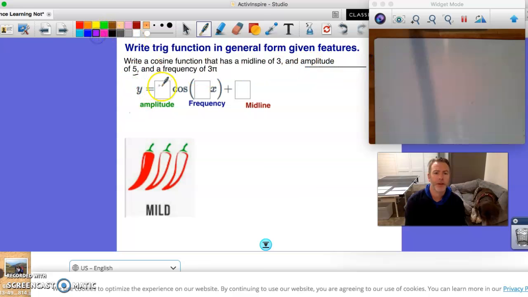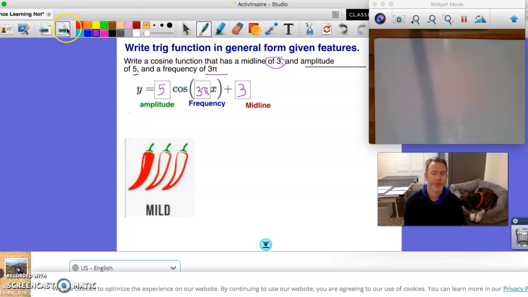Let me grab a different color here. Okay, that's going to go up front here. Next piece is frequency. We're going to hold off on that for a second and go right to the midline. It says the midline of 3, and then we'll end with the frequency: 3 pi x. Voila, we're done. That's it. We're getting a description, and we're creating an equation of that trig function in general form.